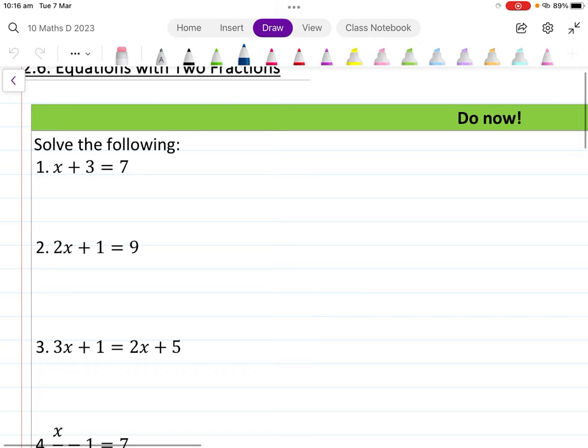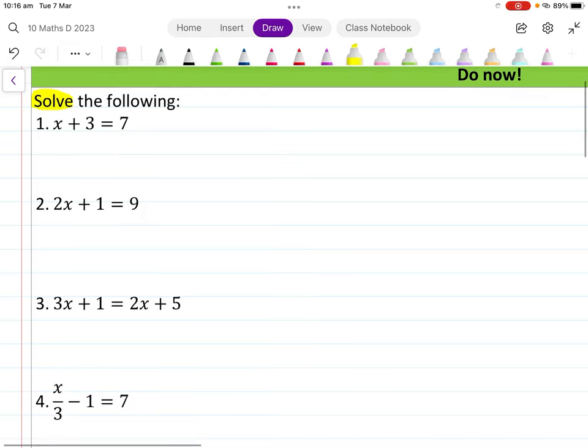For our do now questions, we are asked to solve the following. So when we're asked to solve something, it means find the value of our pronumeral. So in this case, we're finding the value of x for each of these equations.